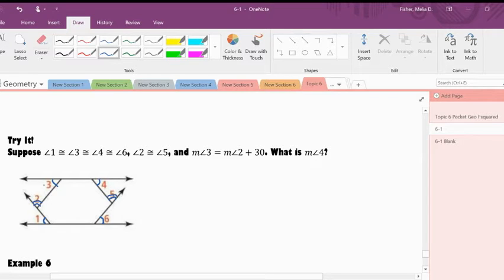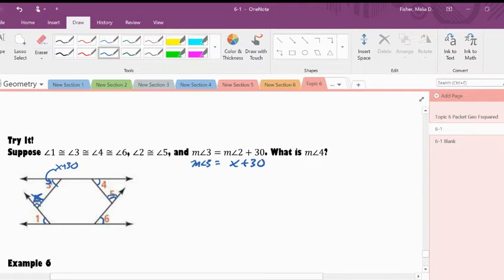And we know that the measure of angle 3 is whatever the measure of angle 2 is plus 30. So let's call angle 2 x. Let's make this be x, which means that the measure of angle 3 would equal x plus 30. So this right here is x plus 30.